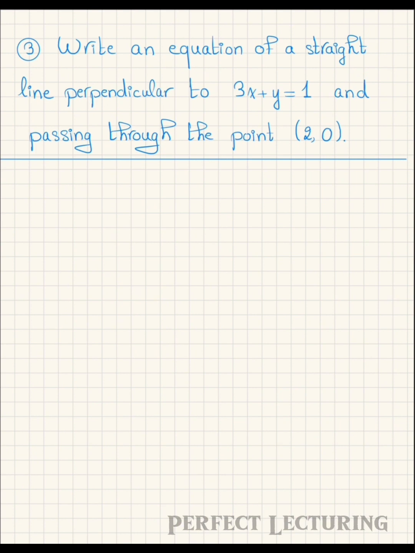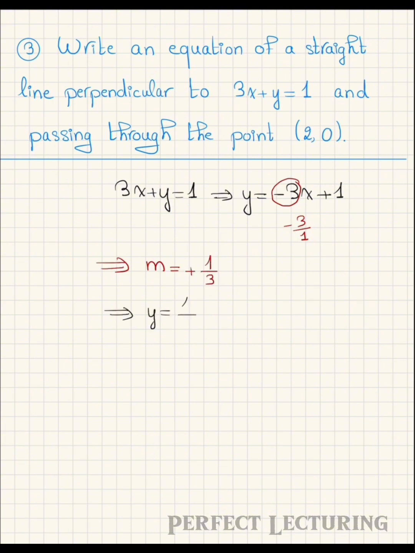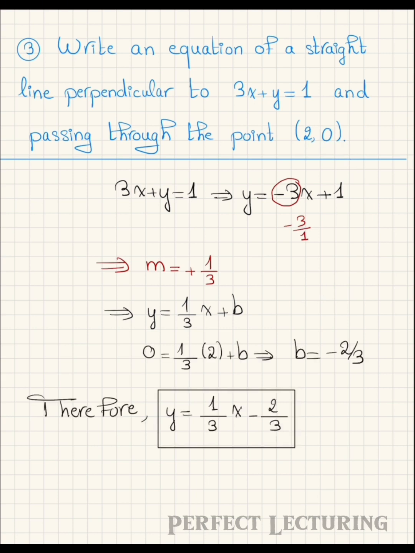In exercise number 3, we have to find an equation of a straight line that is perpendicular to this line. Thus, in order to find the slope, we have to find the slope of this straight line, then do the reciprocal and opposite. So 3x plus y is equal to 1. We isolate the y. The slope of this straight line is negative 3, or we can think of it as negative 3 over 1, which means m, which is the slope of the straight line we're looking for, will be plus 1 over 3. So y is equal to 1 over 3 x plus b. How to find b? Same scenario again. We plug in this point into the line and we get b. And this is our straight line.